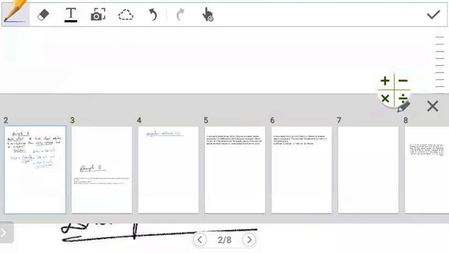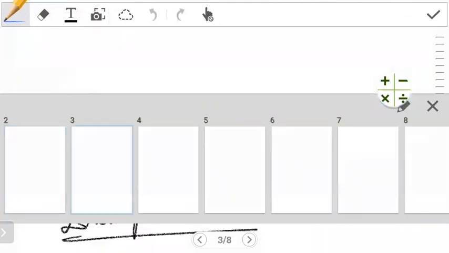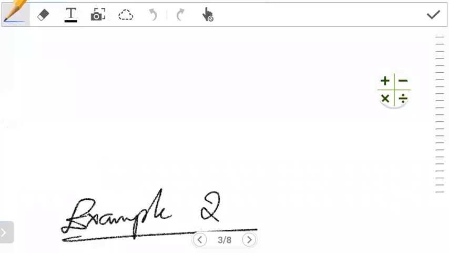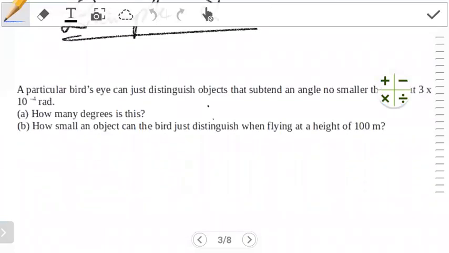Okay, so in this example now, we're talking about a particular bird, what it can see, and so on. If you can try out the question, just pause the video and try. It's very simple. The first one, they're asking us to convert an angle given in radians to degrees. And the second one, they want us to determine the smallest size an object can be for this bird to actually see it. Okay, now let's start with the first one.